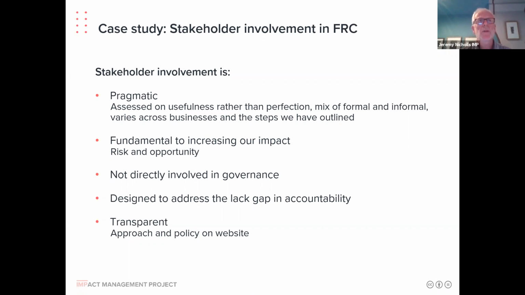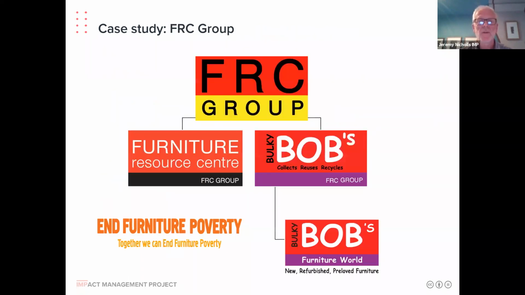The last bit of that was that we have shifted to campaigning, and I want to come back to that, around furniture poverty. We don't spend a huge amount of resource on that at the moment, but it has become a significant part of our strategy.